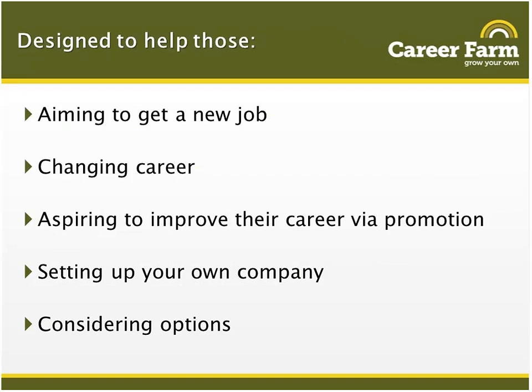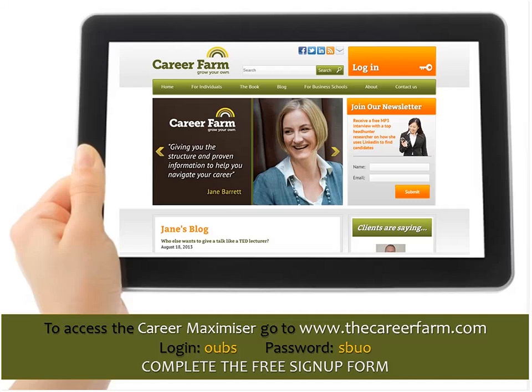So it's designed to help people find a new job, change career, improve their career, set up their own company, and consider options. So how do you log in? The login that you have for Open University is OUBS and the password SBUO. So if you can make a note of that. So you go to the website thecareerfarm.com, which will bring you to this page. And you log in through that general login.